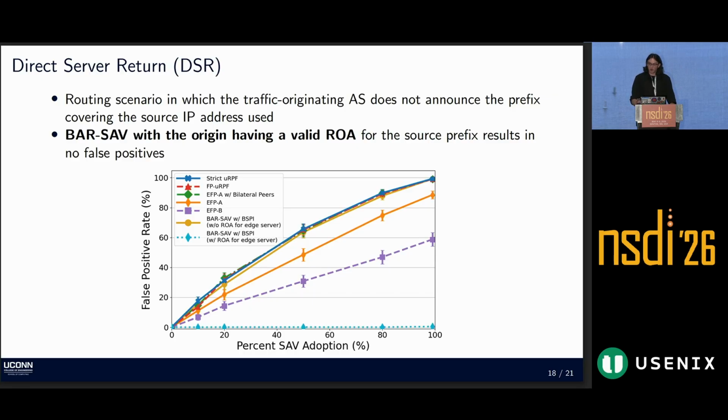This is where ROAs come in. When an edge server wants to respond with a source IP prefix that it does not announce, it just needs to have a ROA authorizing its use. With that, BAR-SAV can then validate this traffic. One thing you'll notice is this graph looks slightly different than the ones previously shown.